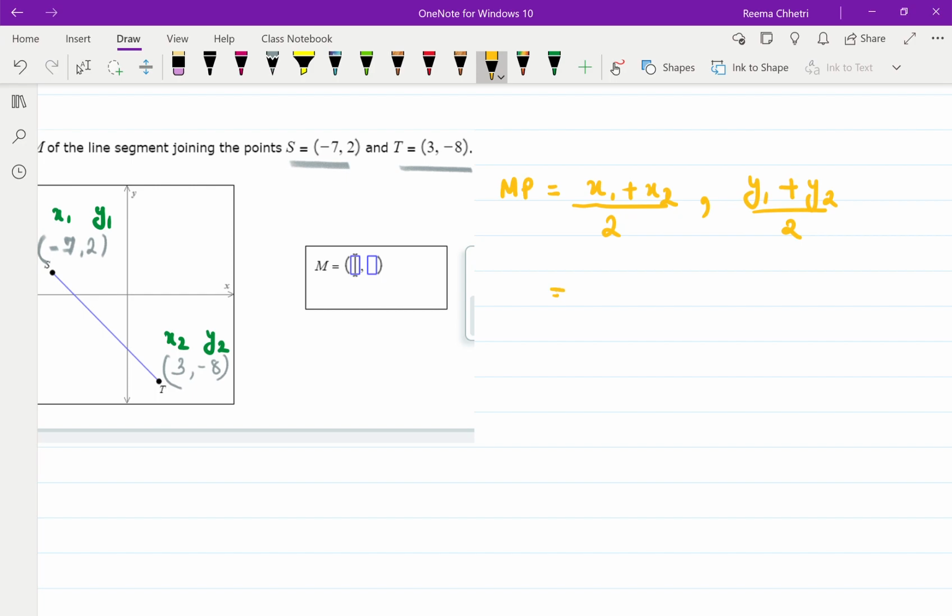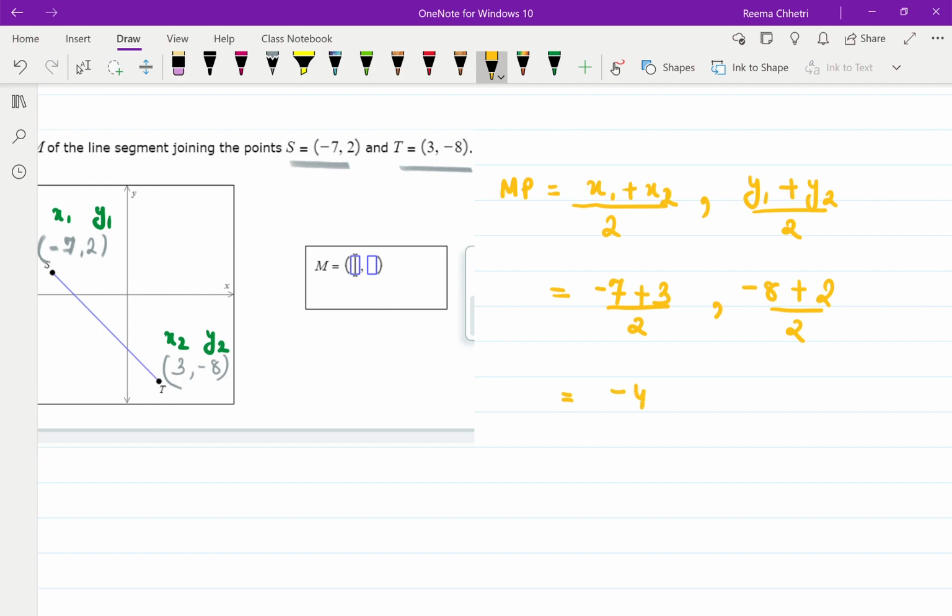So if you look here, what is your x1? -7. What is your x2? +3, divided by 2. This is the x-coordinate of the midpoint, and let's find the y-coordinate of the midpoint. You will add -8 plus 2 divided by 2. So -7 and +3, they will get subtracted.